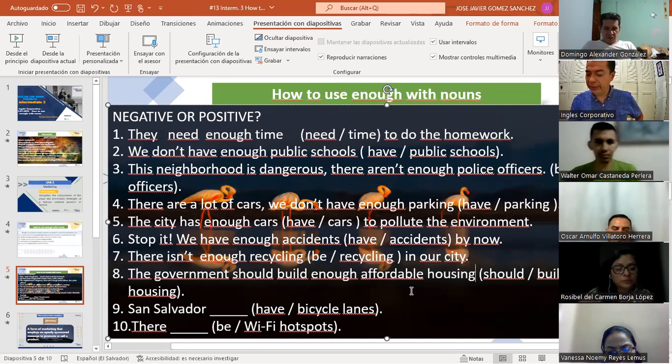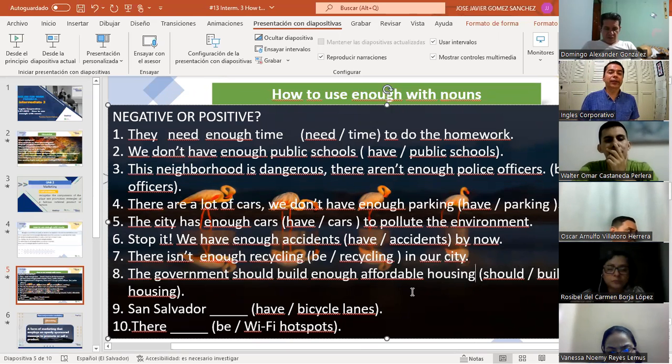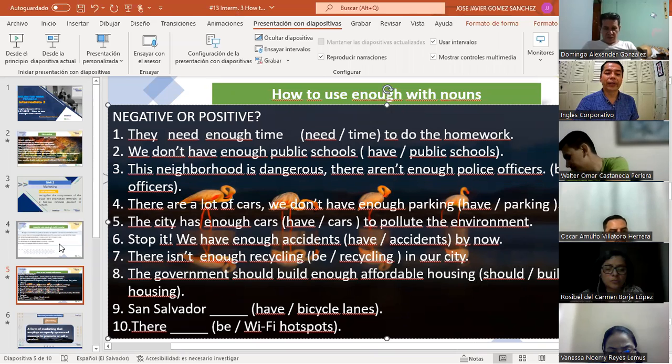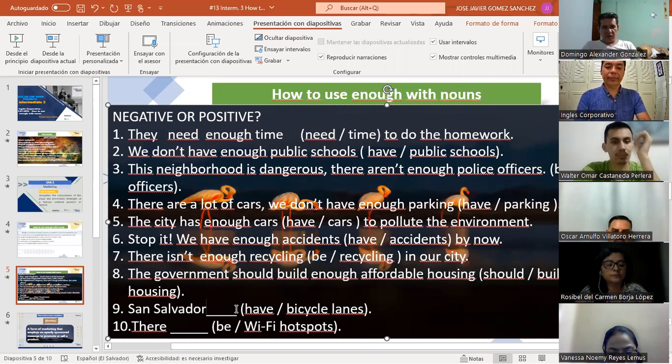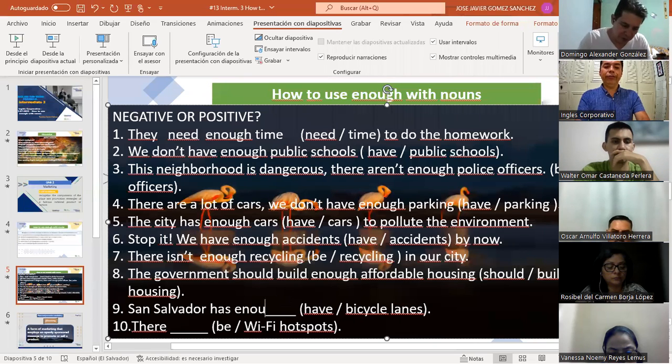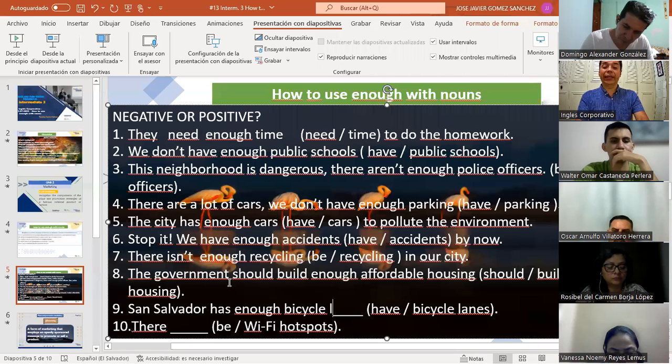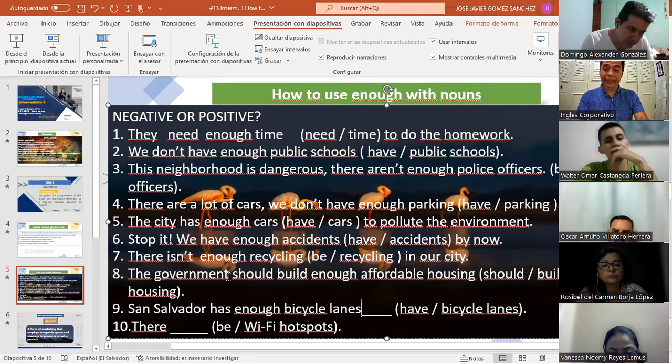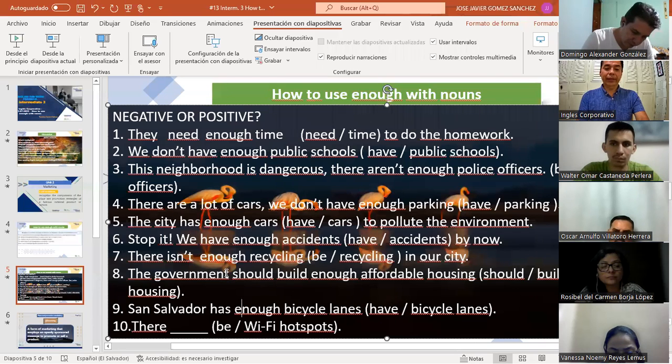Let me see, Rosibel. Yvette, please. Number nine, Yvette. Let me see. San Salvador has. Mm-hmm. Has not. Has enough. Bicycle lanes, right? Lanes. Hasn't. Negative, right? Negative. Yes. San Salvador hasn't.